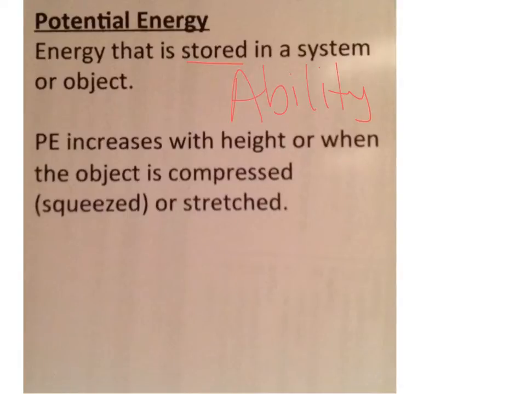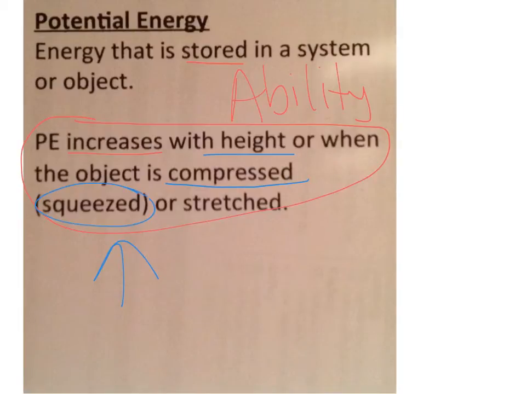So some things that are very important, and you need to write this down, exactly what I'm circling here, is that potential energy increases, meaning it goes up, with height, or when the object is compressed, which means squeezed, or when the object is stretched out, such as a rubber band. So again, if you're not done writing this down, go ahead and pause the video and then continue playing it. Let's move on to the next word.